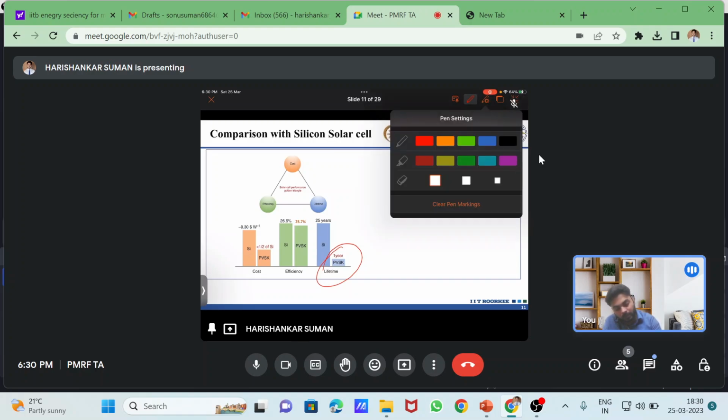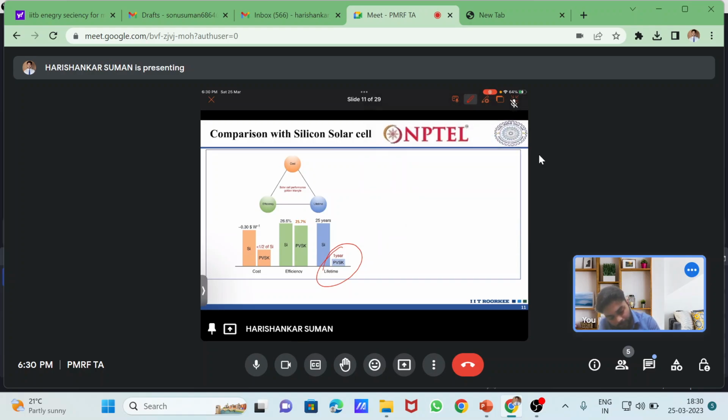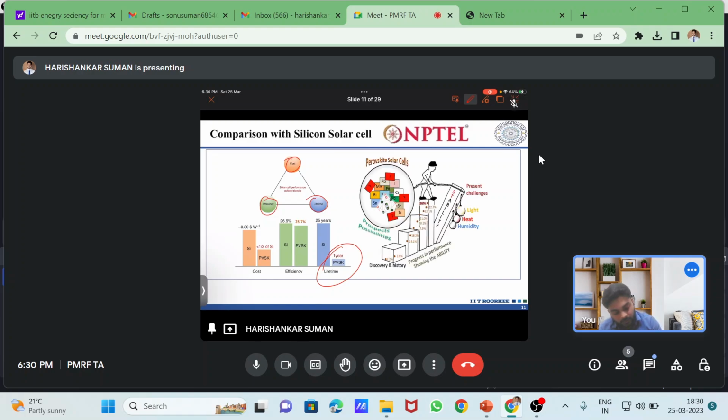Any solar cell has cost, efficiency, and lifetime. This is the triangle rule for commercialization of any solar cell. Perovskite has challenges with light, heat, and humidity. In the presence of light, heat, and humidity, our perovskite degrades. So this is the stability issue for perovskite.